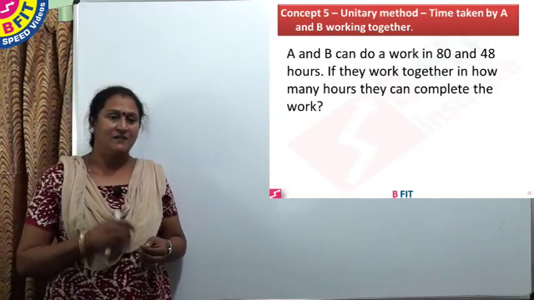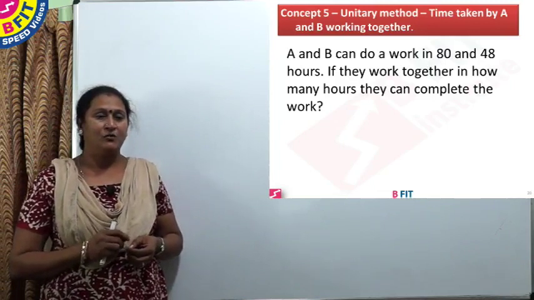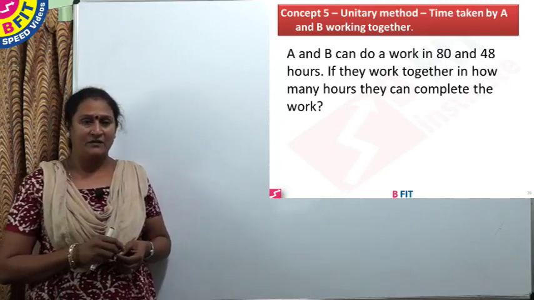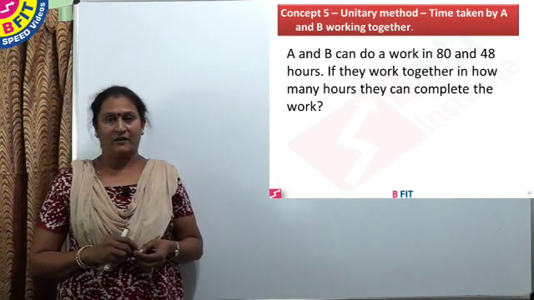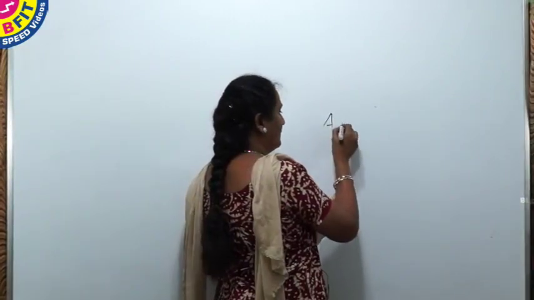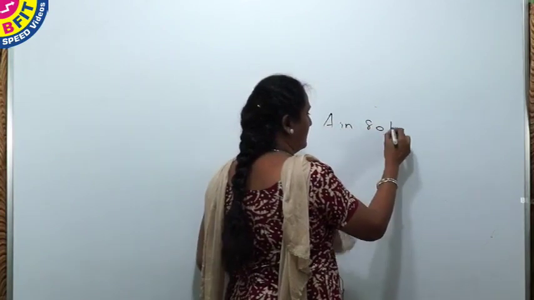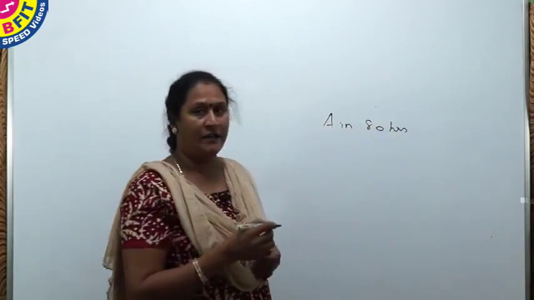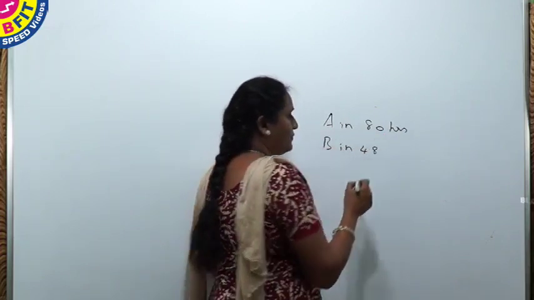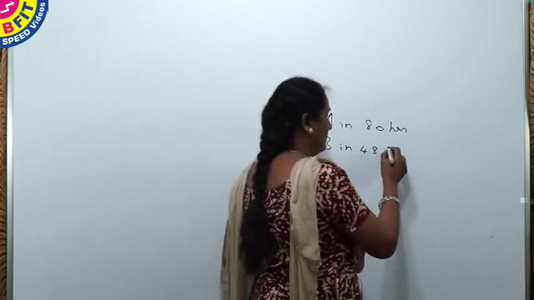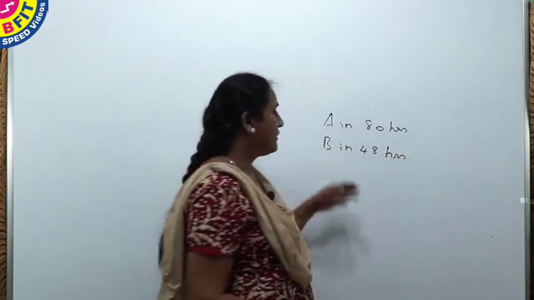So now the question is, if A and B can do a work in 80 and 48 hours, if they work together, in how many hours can they complete the work? We'll see the working. So A can do a work in 80 hours and B can do the same work in 48 hours. So now you have two persons.